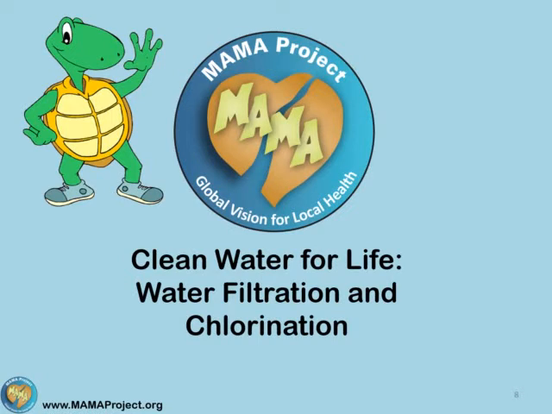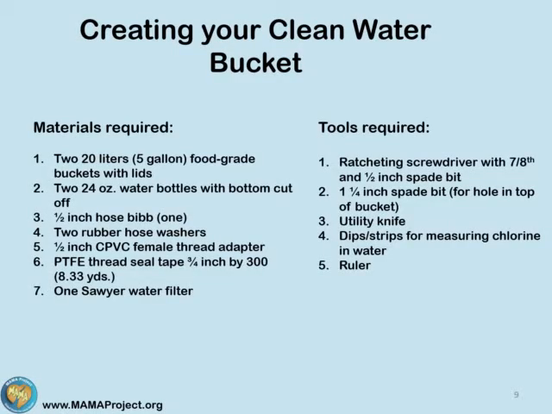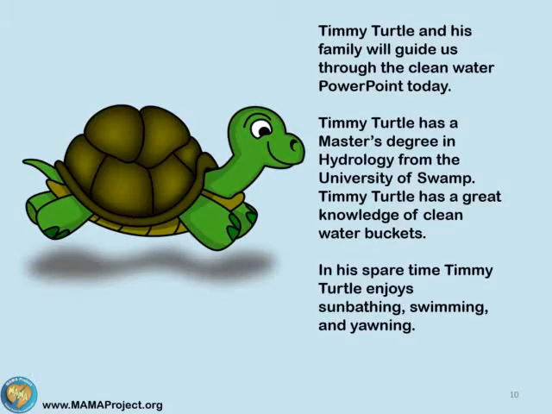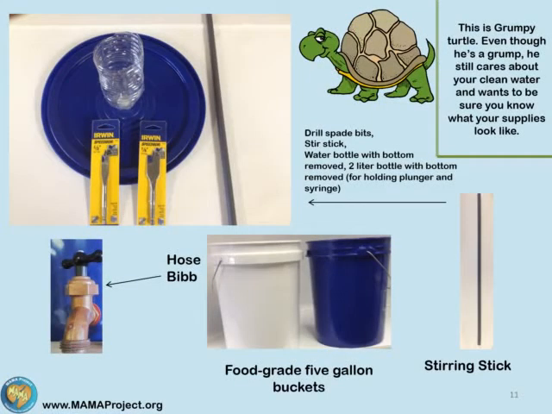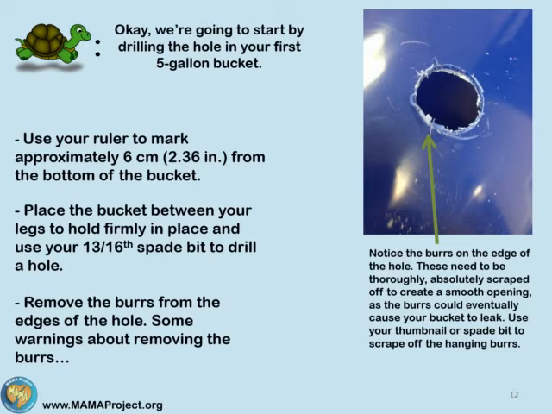This is the PowerPoint that we have made to explain how to construct the system. This is what you need. You can look at the list, but basically you're taking two 5-gallon buckets, food grade, with lids, and the other things that are on the list here. And we have some turtles helping us explain how this works. These are the things that you need. You need some spade bits, you need beverage bottles, you need the hose bibs, the buckets, plastic stirring, and you need the Sawyer packet, the kit that comes with their filter in it.